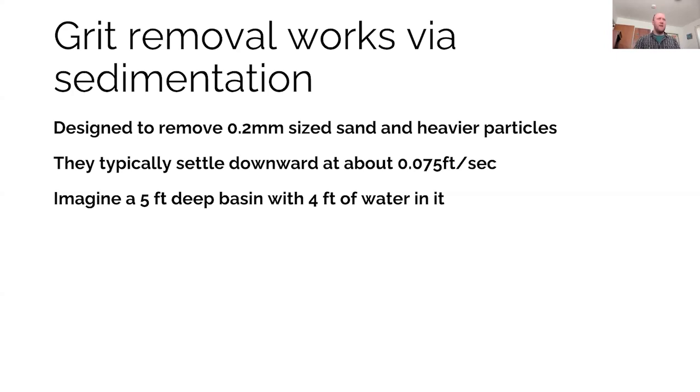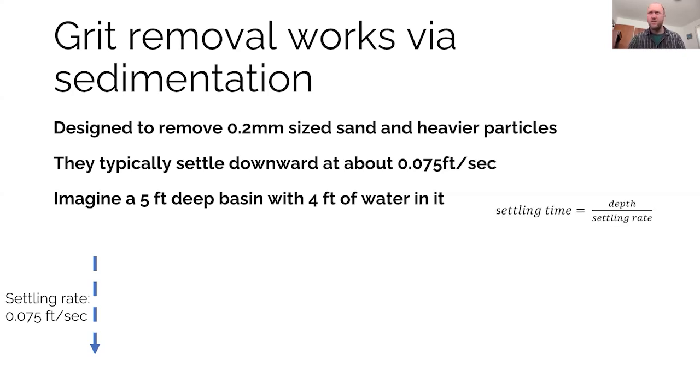So say that we have a channel, I guess it's a basin, and we're going to say it's 4 feet deep of water. We're going to draw a little diagram here. We have our settling rate at 0.075 feet per second, so we drew that little down arrow of how quickly things are going down. Their settling time is what we want to figure out. So we're going to have our depth divided by that settling rate. Okay, so we're going to plug in our numbers.